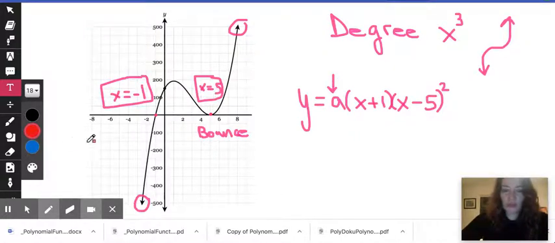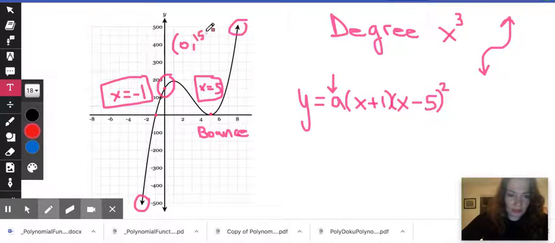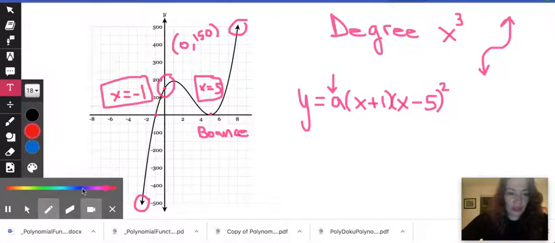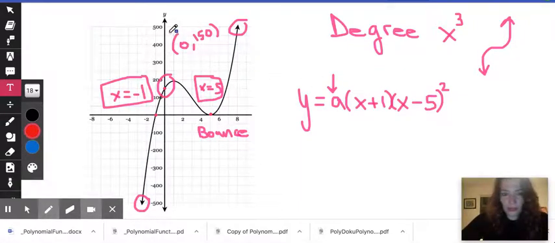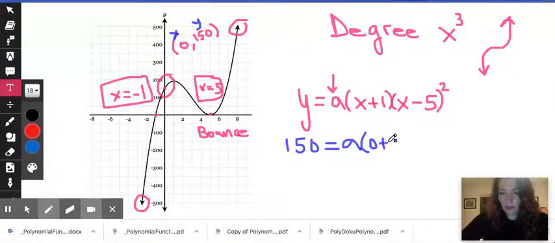We can choose any point on this graph, but we are given a point right here, which happens to be the y-intercept. That looks like the point (0, 150). We can plug that point into our equation, in other words, plug in 0 for x and 150 for y. So 150 is equal to a times (0 plus 1) times (0 minus 5) squared.